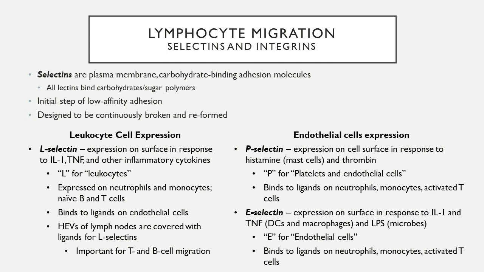Okay, so P-selectin is expressed in response to histamine, which we'll learn comes from mast cells, and then thrombin, a really important compound in the blood coagulation factor. Okay, P-selectin binds to ligands on leukocytes, such as neutrophils, monocytes, and activated T cells, just as ligands for E-selectin are found on neutrophils, monocytes, and activated T cells. Okay, now E-selectin, in this case, is expressed in response to cytokines such as IL-1 and TNF-alpha, which are expressed by sentinel cells like dendritic cells and macrophages, and then LPS, which is expressed by microbes. It's a very notable polysaccharide expressed and given off by microbes in foreign bodies.